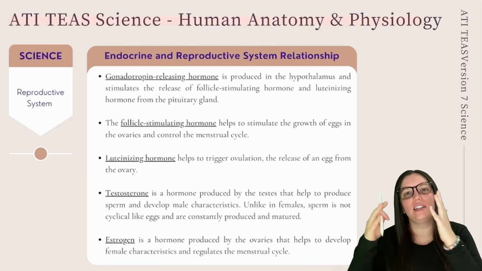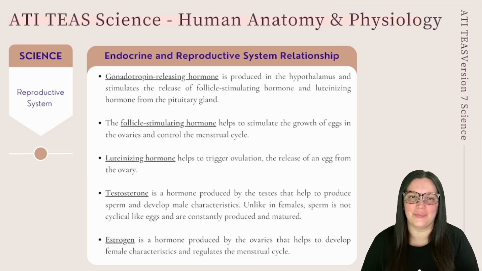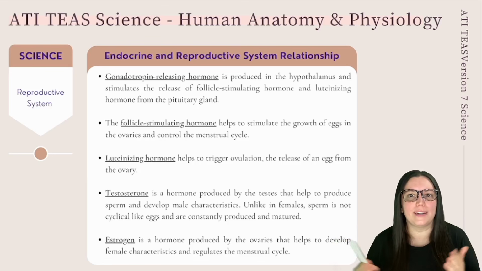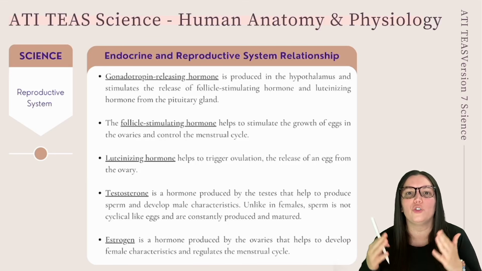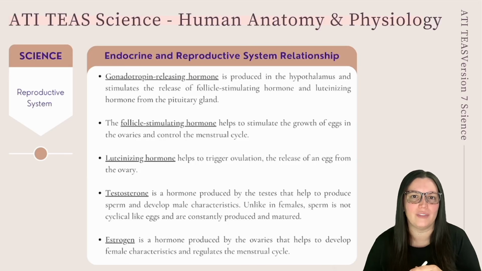Lastly, you need to understand the relationship between the reproductive system and the endocrine system. There are various hormones that are part of the endocrine system that help control processes within the reproductive system. Let's break each one of these down. You have the gonadotropin-releasing hormone, which is produced by the hypothalamus and stimulates the release of follicle-stimulating hormone as well as luteinizing hormone from the pituitary gland.